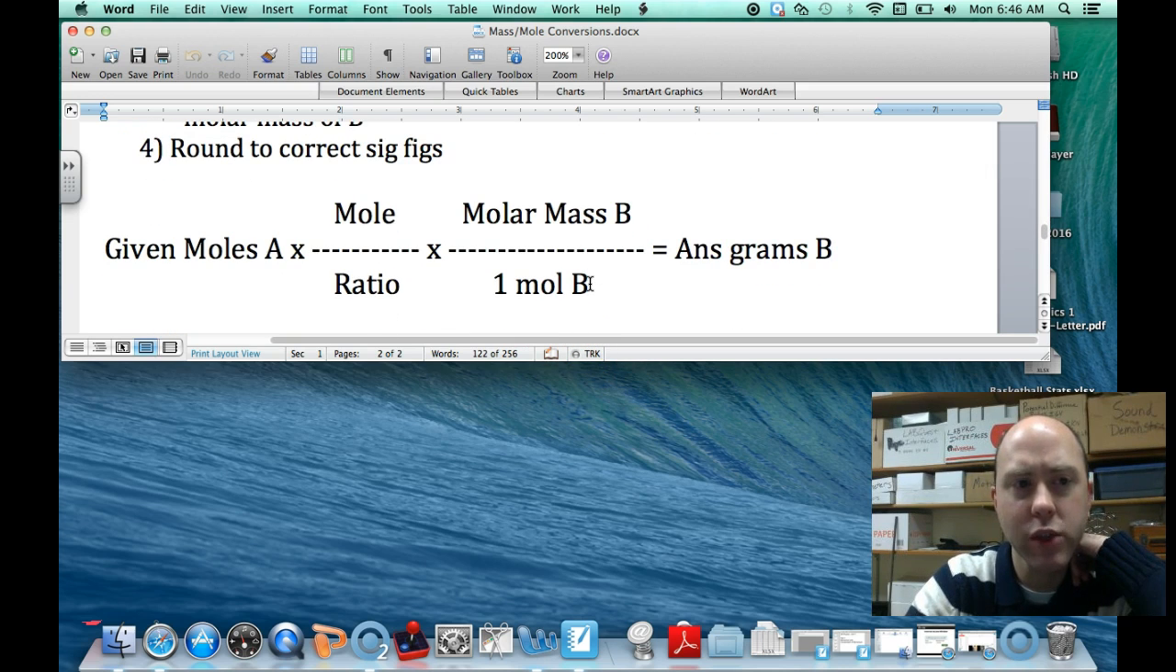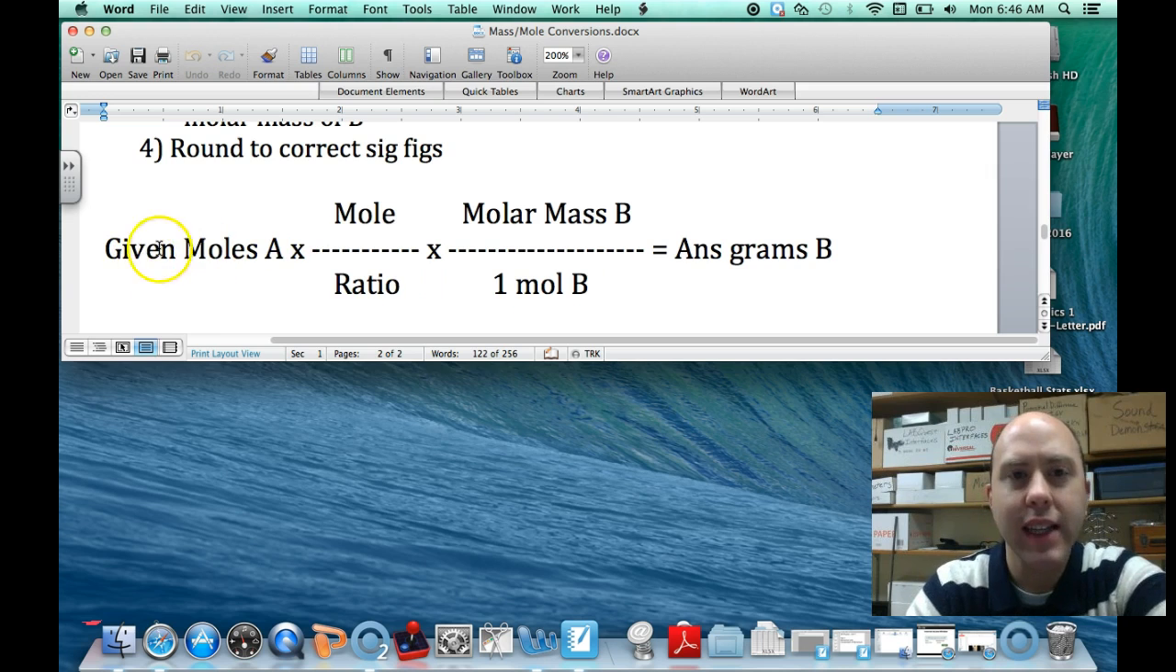So if I look at it this way, again, I take the given moles, whatever moles are given to me, and this time I do the mole ratio first. Why? Because I already start with moles. You can't do the mole ratio unless you have moles. So now I start with moles, do the mole ratio. The coefficient of B will go on top. The coefficient of whatever A is will go on the bottom. That will give me my answer in moles of B. But I don't want moles of B, I want mass of B, which is why I put 1 mole B on the bottom here, and I put the molar mass of whatever the B is.